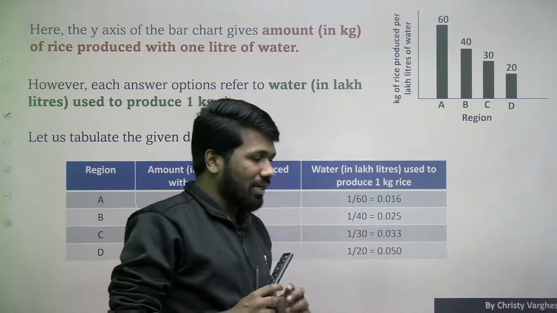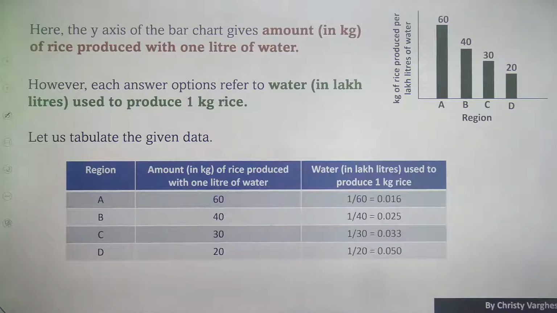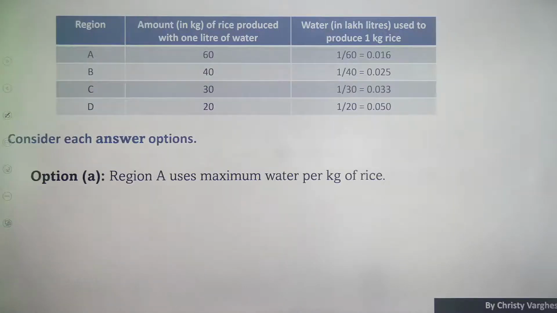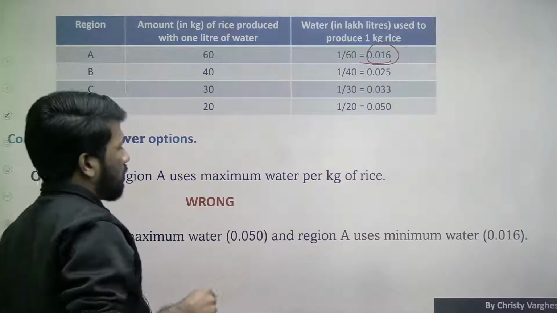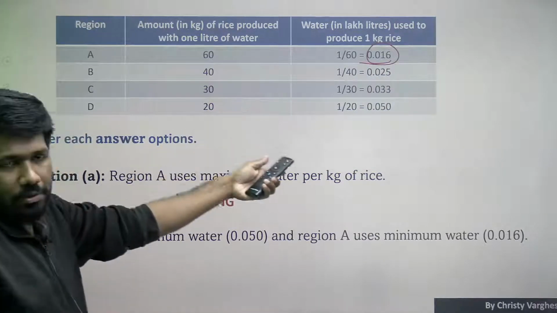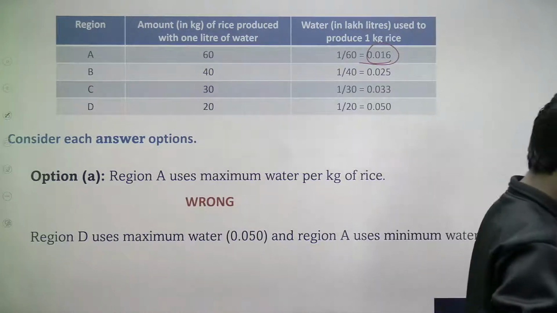Are you understanding this properly? So definitely option A is not the correct answer, because option A says what? Region A uses maximum water, region A uses minimum water. Actually, in my opinion, you don't need to calculate it. To convince you only, I am giving you the table.